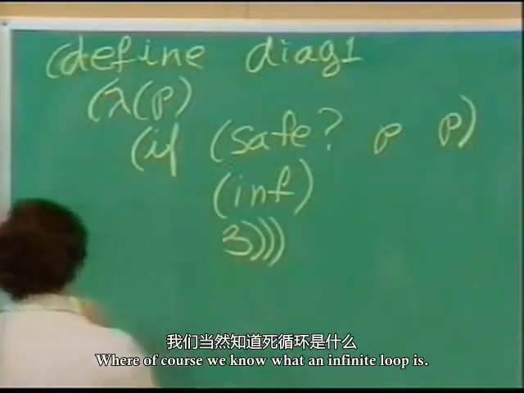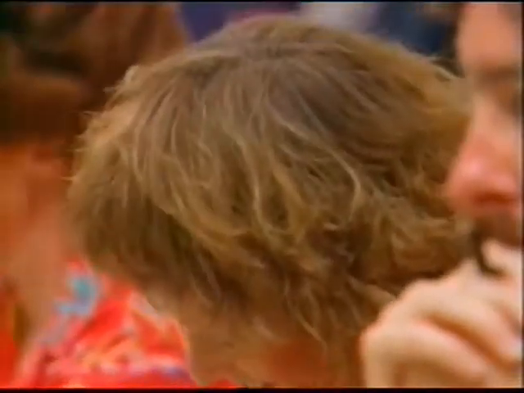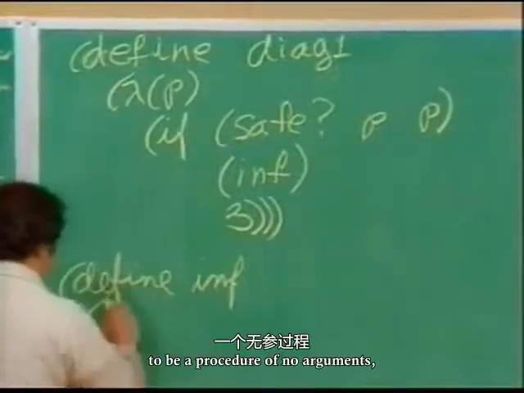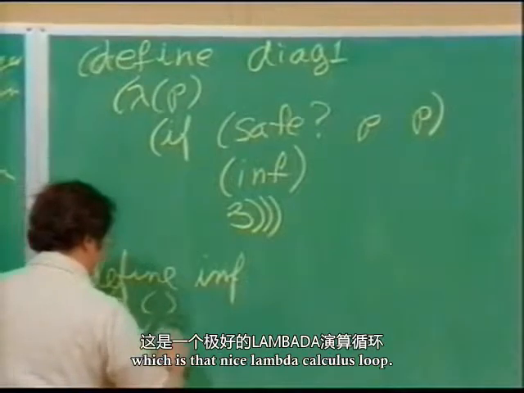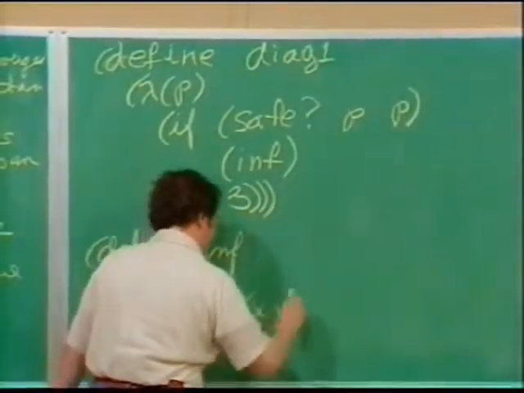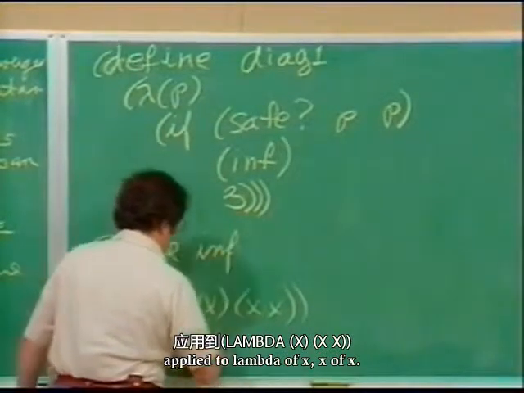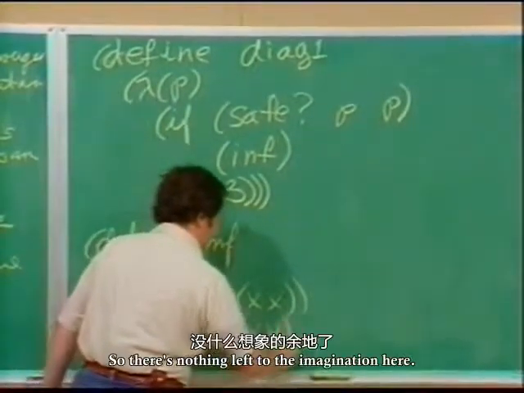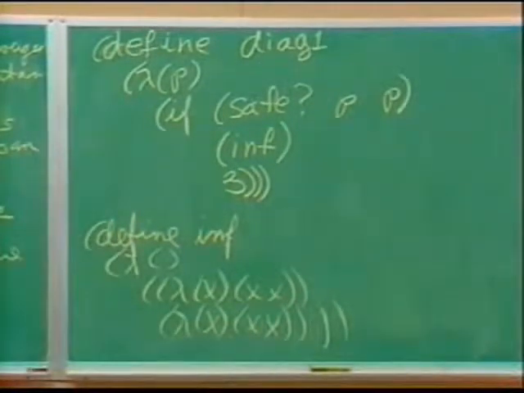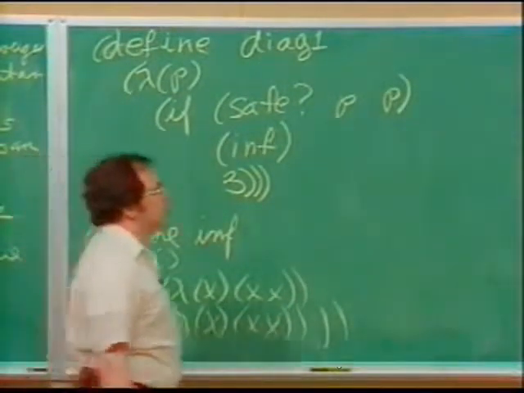Where, of course, we know what an infinite loop is. An infinite loop is a procedure of no arguments, which is that nice lambda calculus loop: lambda of x, x of x, applied to lambda of x, x of x. So there's nothing left to the imagination here. Okay? Well, let's see what the story is.